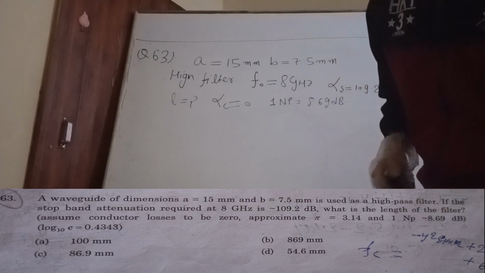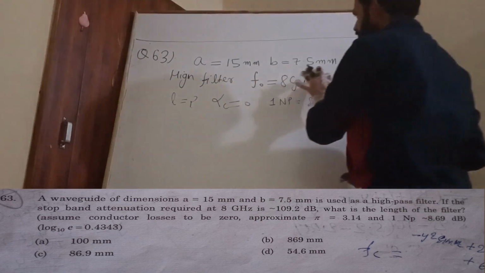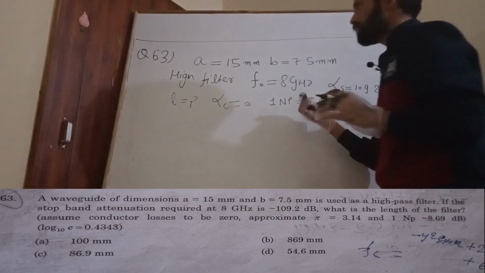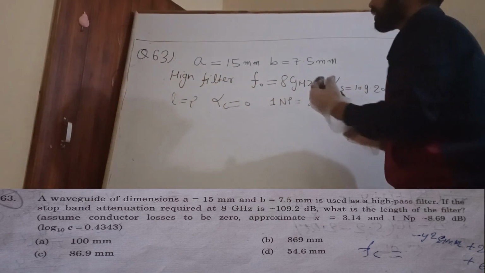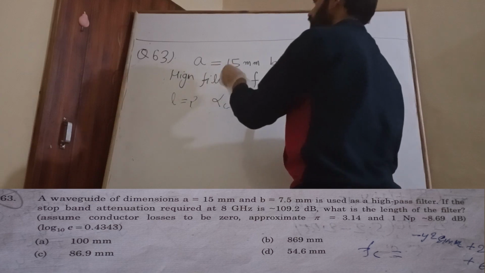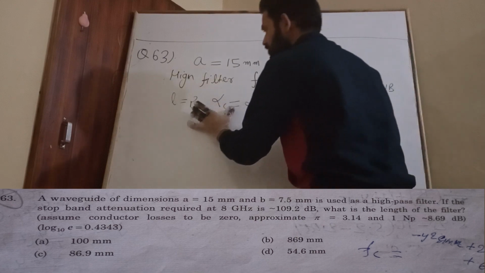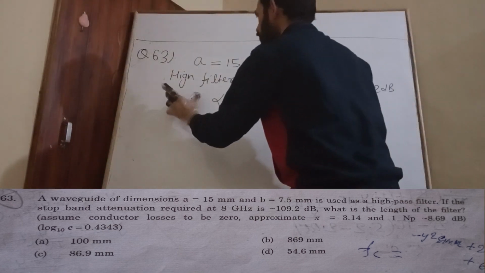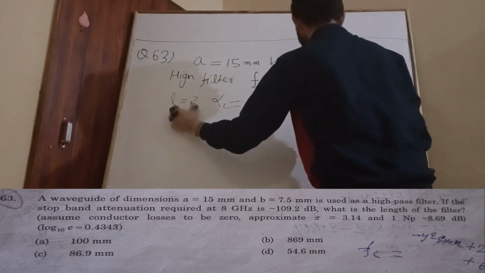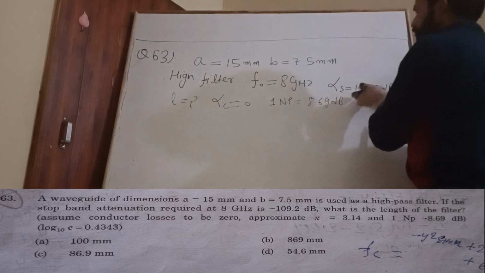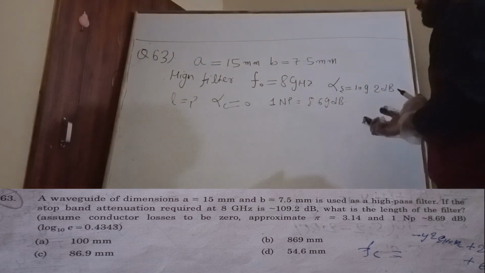So now here we have to calculate the length of the filter, and this waveguide is acting as a high pass filter. The signal is propagating through this waveguide, and that signal will get attenuated after traveling some particular distance. That distance is nothing but the length of the filter. At this length, the signal will get attenuated by a factor of alpha S, which is given as 109.2 dB.